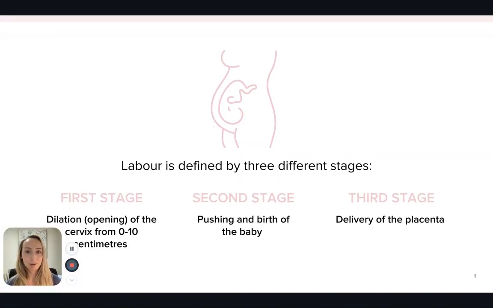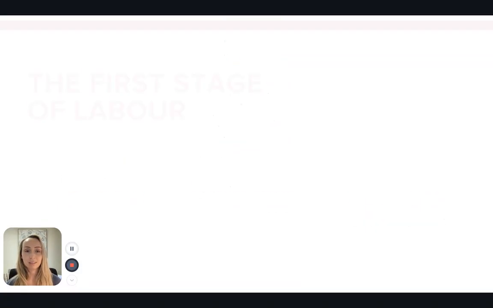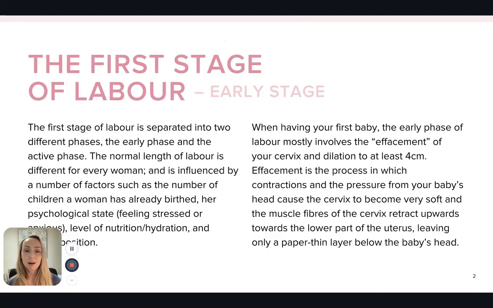Labour is defined by 3 different stages. The first stage is dilation or opening of the cervix from 0 to 10 centimetres. The second stage is pushing and birth of the baby. And the third stage is delivery of the placenta. The first stage of labour is separated into 2 different phases. You have the early phase and the active phase.